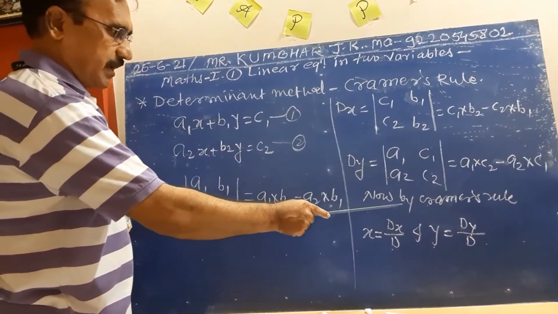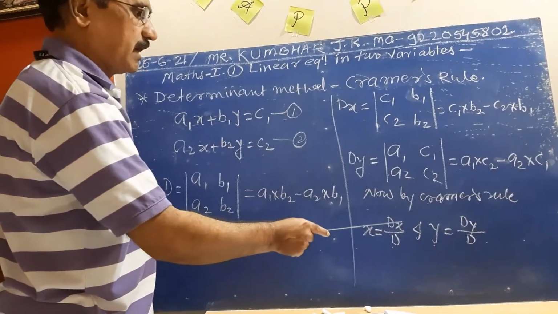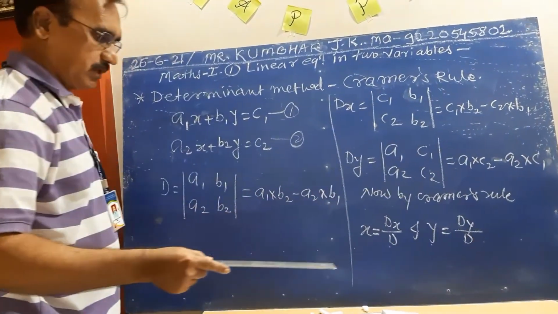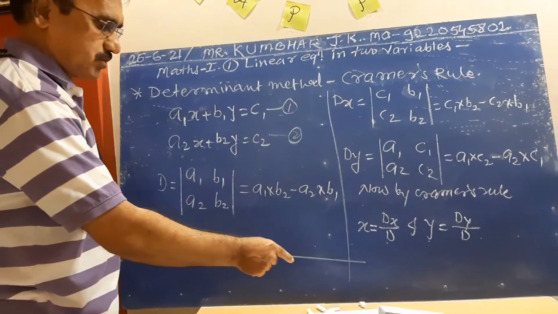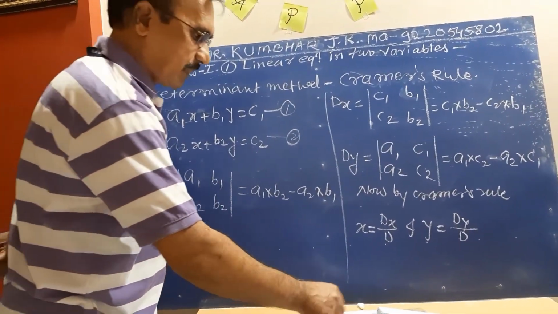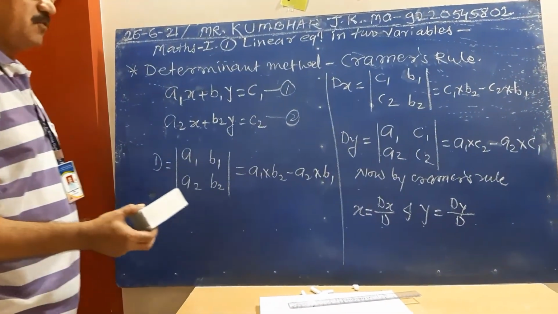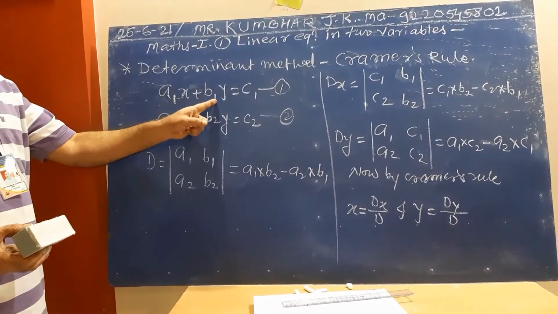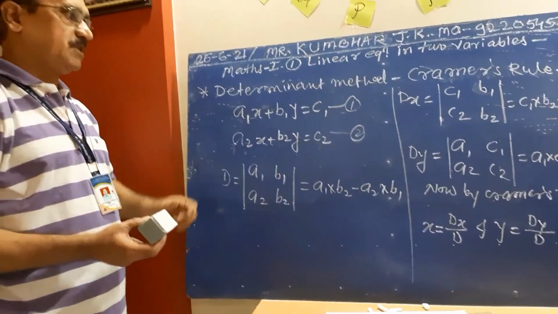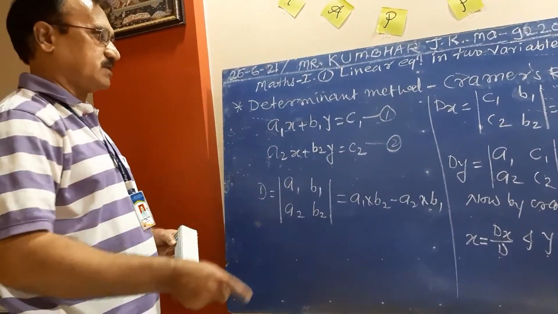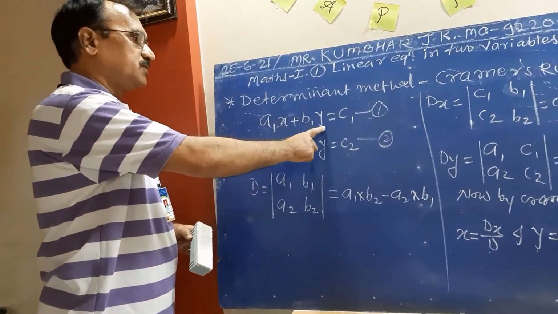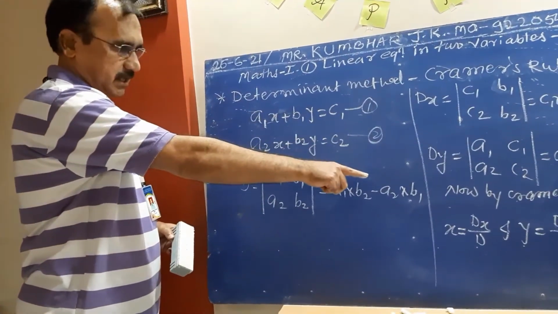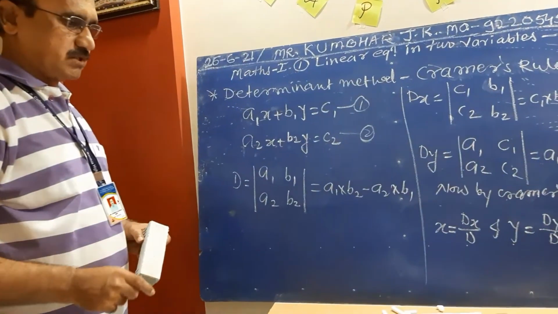And then for finding the value of x and y, we can write x is equal to Dx upon D and y is equal to Dy upon D. And then we can write the solution of x and y. Remember these three formulas D, Dx and Dy, if and only if the given equations are in standard or general form. If the equations are not in standard form, first we have to convert the given equations in this way, and then we can find D, Dx, Dy, then the division and then our solution set.